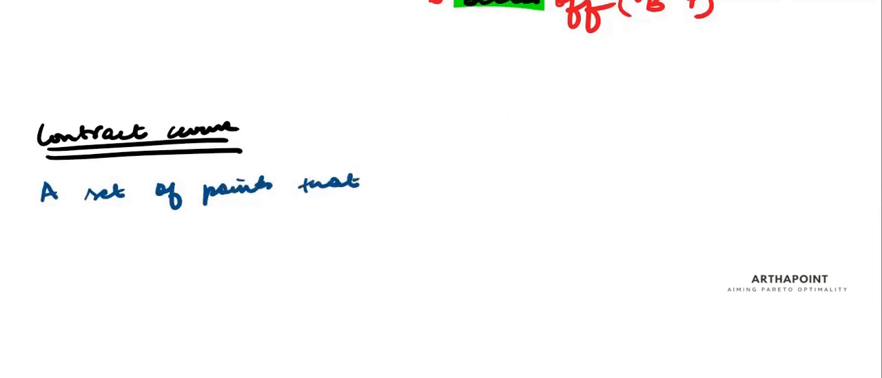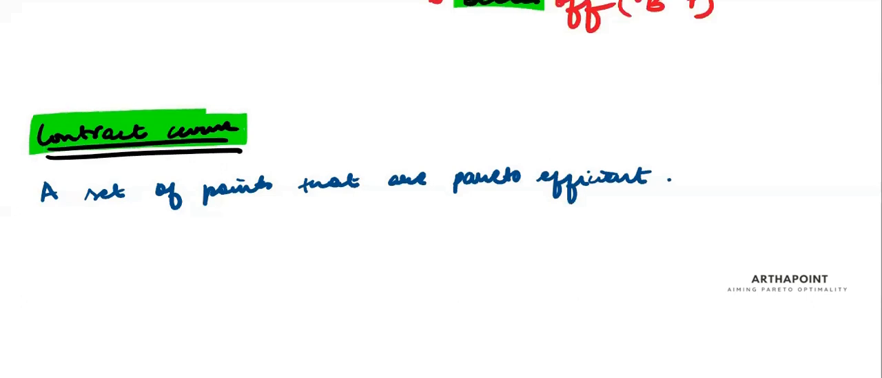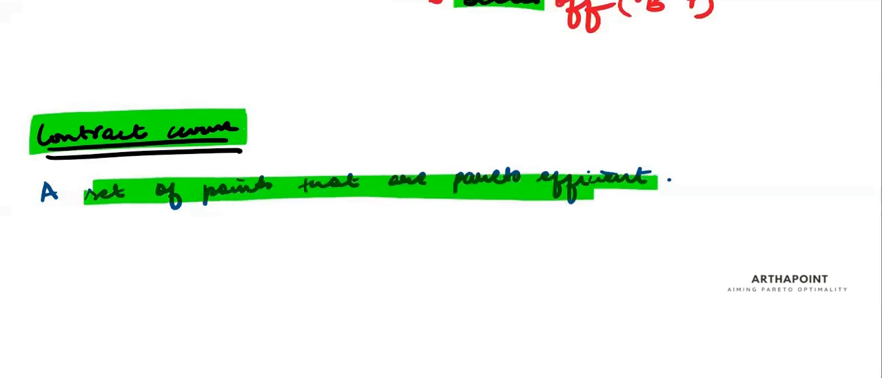that are Pareto efficient. Alternatively, you can also say it is a locus of all such points. When you join all the points, the curve or line that passes through all the Pareto efficient points is known as the contract curve. So what is a contract curve? It's a line or a curve that joins all Pareto efficient points.